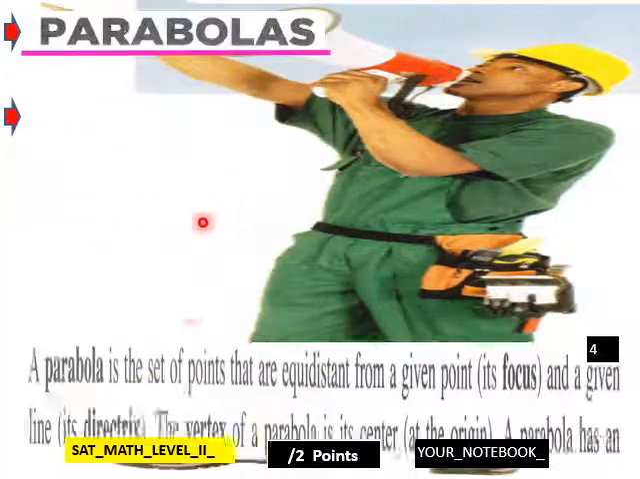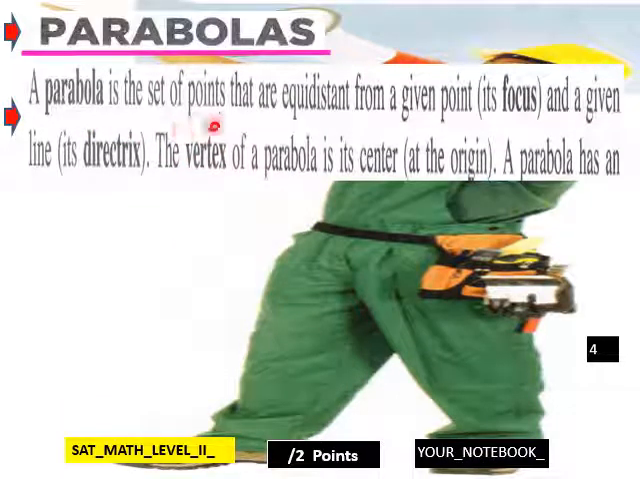And then parabolas. A parabola is a set of points that are equidistant from a given point, its focus, and a given line, its directrix. The vertex of a parabola is its center at the origin.